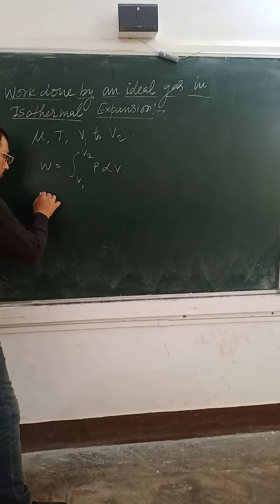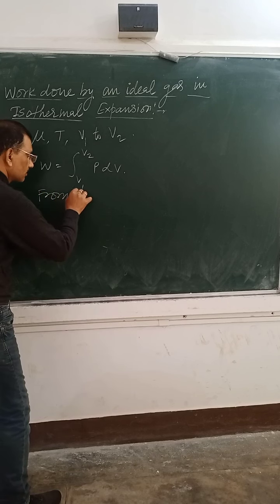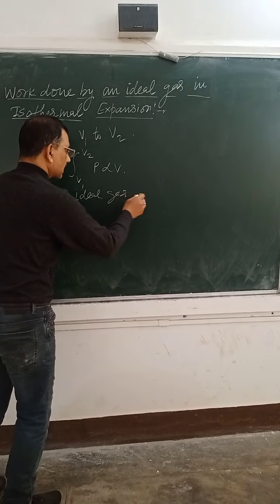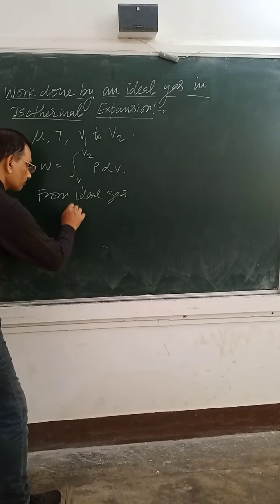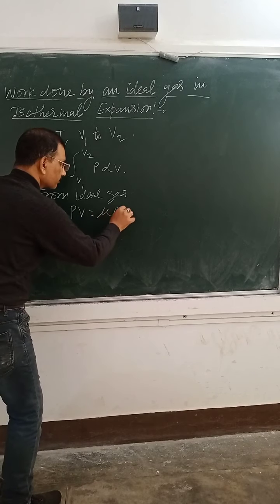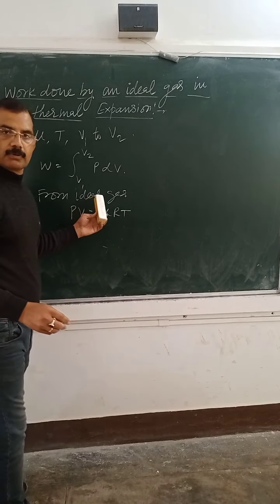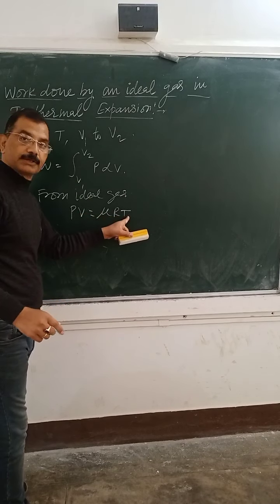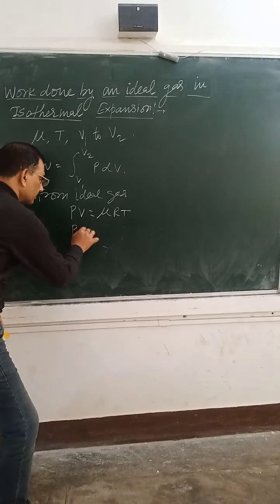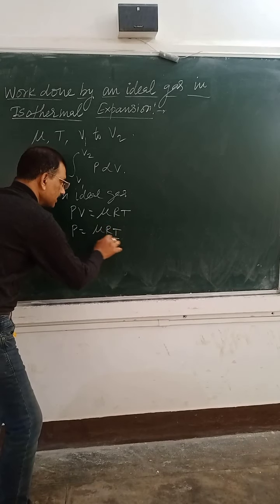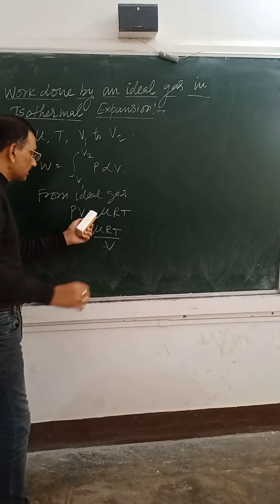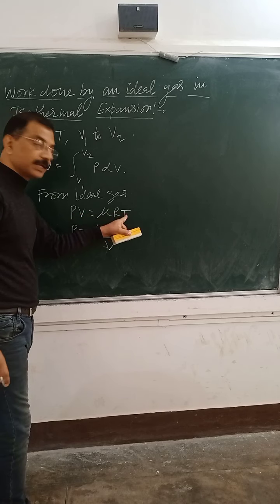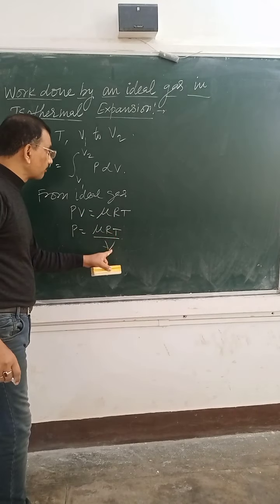But from the ideal gas equation for mu mole, you know PV is equal to mu RT. For mu mole of an ideal gas, its equation is PV is equal to mu RT. So from here, P is equal to mu RT upon V. ये मैंने आइडियल गैस इक्वेशन लिखा है म्यू मोल के लिए कि PV is equal to mu RT, तो P is equal to mu RT upon V.